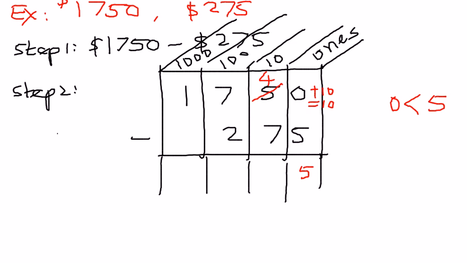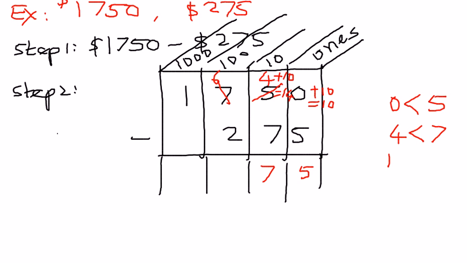In the next column, we have a 4 in the first row and we have a 7 in the second row. 4 is less than 7, therefore we are going to borrow from the next place value. The next place value number we have is 7. When we reduce 7 by 1, it's going to become 6. We're going to add 10 to 4, and that makes it equal to 14. Now 14 is larger than 7, therefore 14 minus 7 is going to be equal to 7.